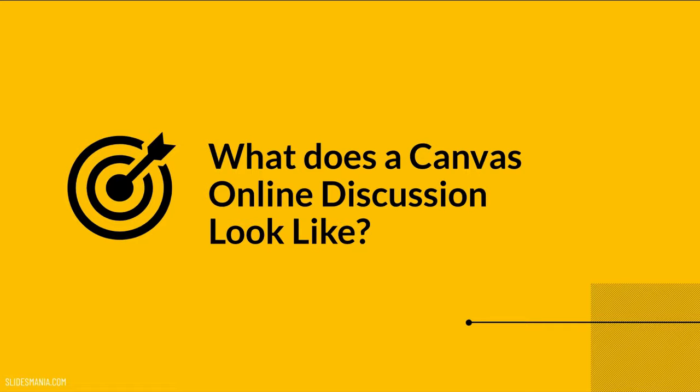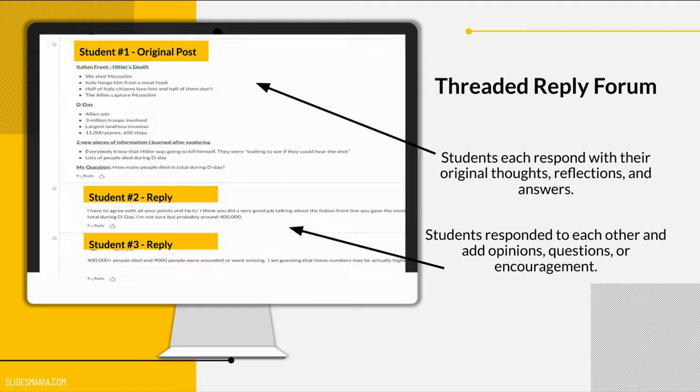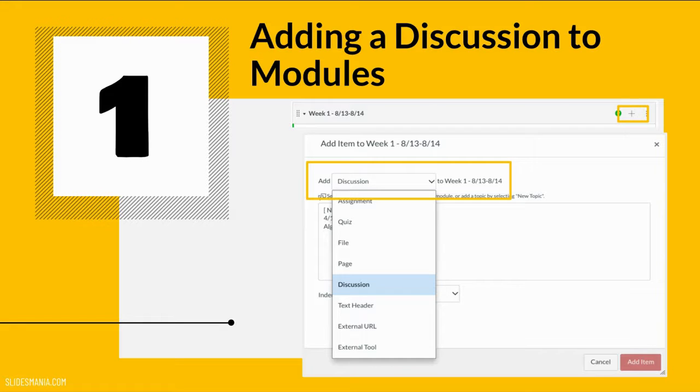So what does a Canvas online discussion board look like? Here's an example of what the threaded replies would look like. The idea is that students respond to the original post, they answer the questions, they do some reflection, they respond to resources and links. And the nice thing about the threaded reply is it encourages conversation between students where they can build off each other's learning. So how do you set it up?